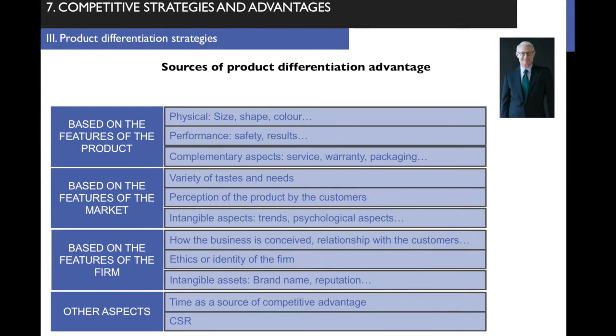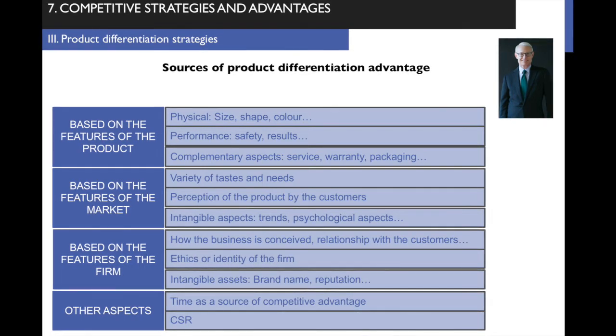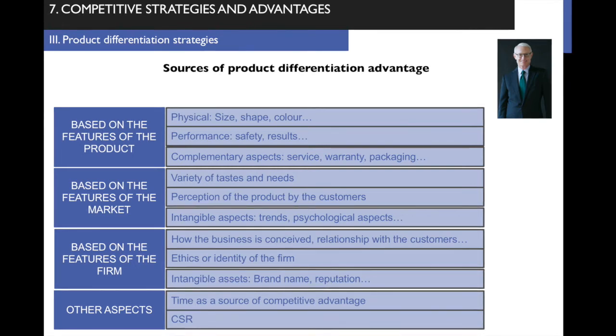Talking about the identity, some cooperative firms are especially attractive. Finally, there can be some intangible assets such as the brand name or the reputation that will make some customers decide to purchase one company instead of another. This is very typical of professional firms.